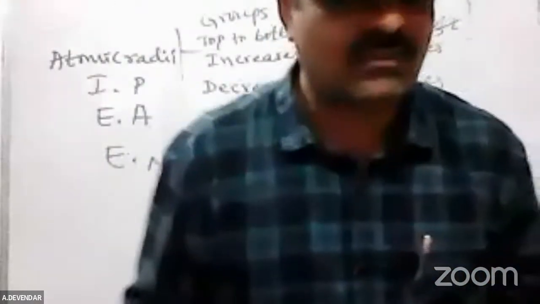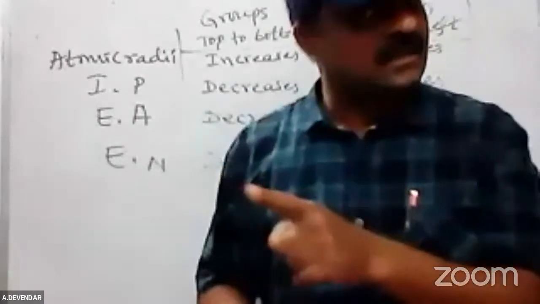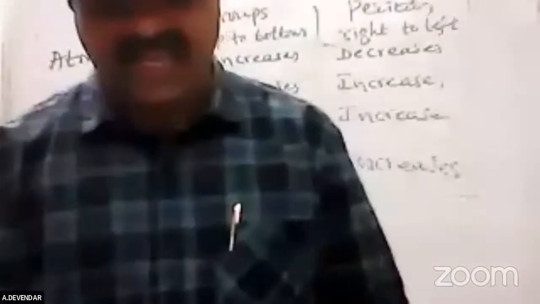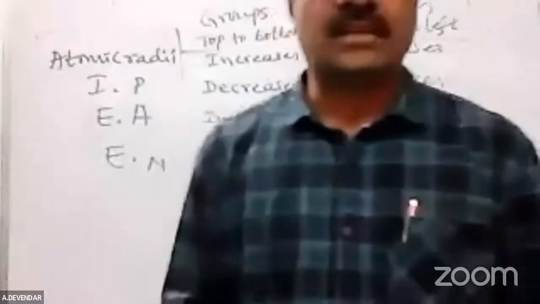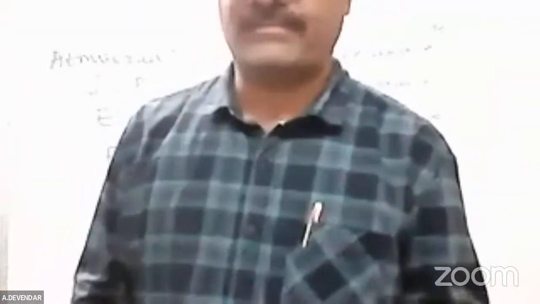What are the factors influencing ionization potential? Why? Because the factors influence the removal of the electron, that is the ionization potential. Mainly the important factors influencing ionization potential are nuclear charge, atomic size, screening effect, penetrating power, and stable electronic configuration. These are the 5 factors influencing ionization potential values.